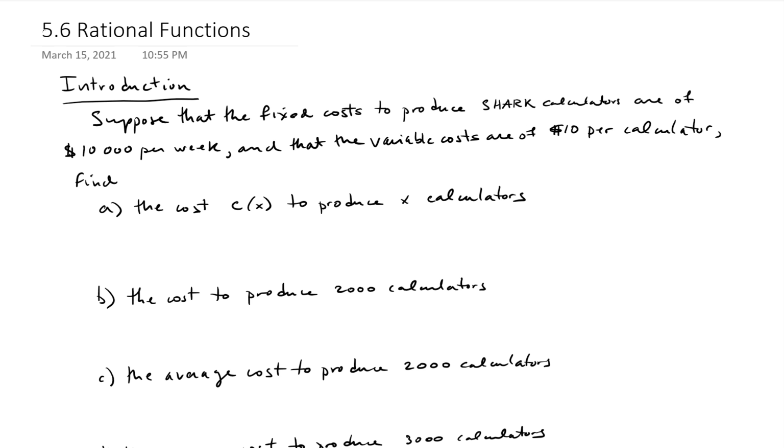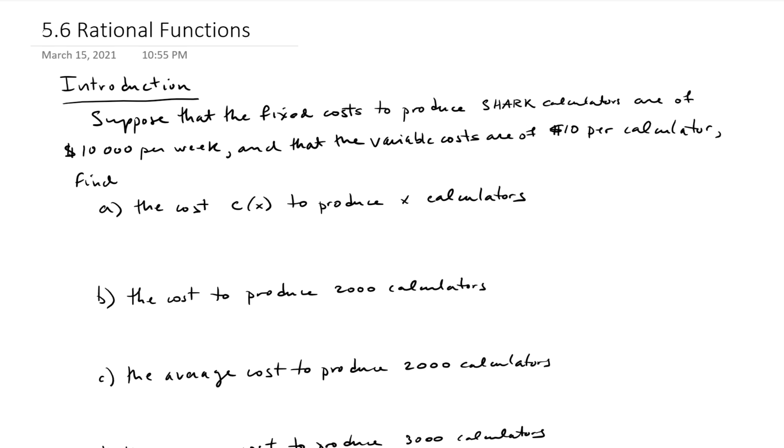So in other words, if you produce only one calculator, you have to spend $10,000 just to run your warehouse, and $10 for that calculator. So that would be just for one calculator, $10,010. Okay, so way too much. Obviously, you want to produce more than one calculator to compensate for your fixed costs.